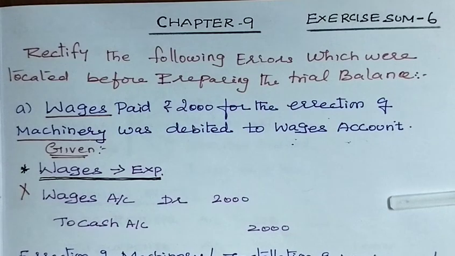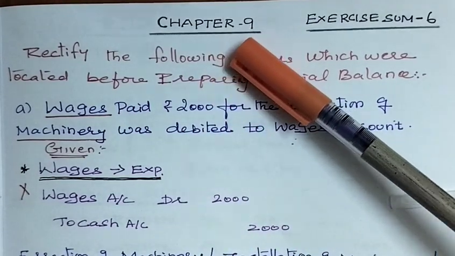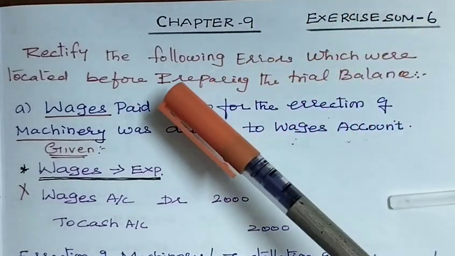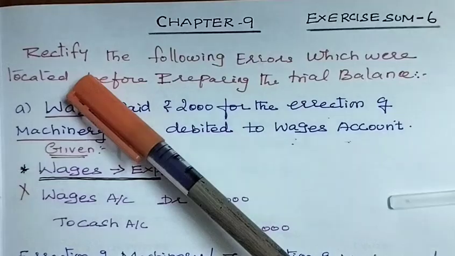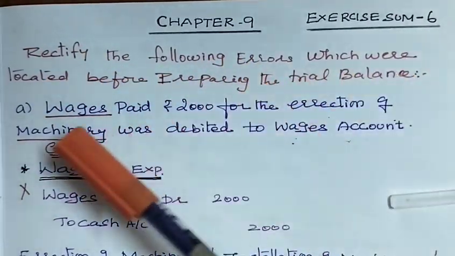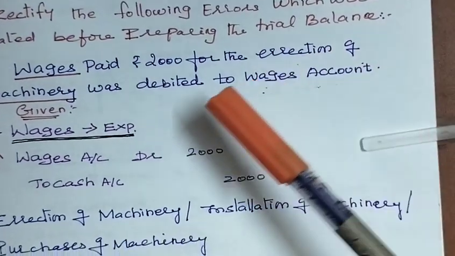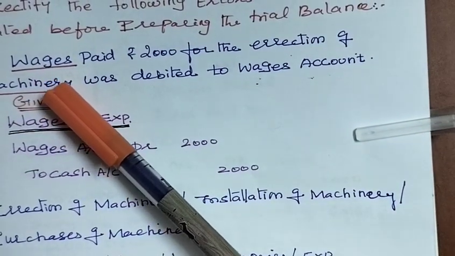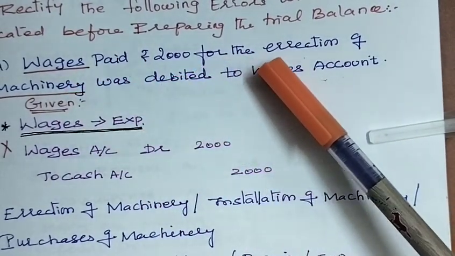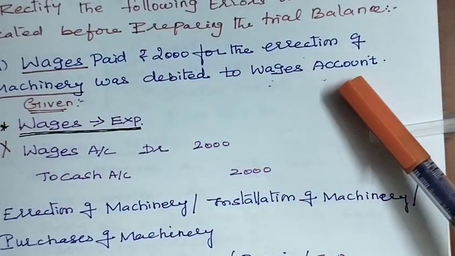In this video, we are going to learn about 11th Standard Accountancy, Chapter 9, exercise sum number 6, Rectification of errors. Let's read the heading. Rectify the following errors which were located before preparing the trial balance. The first transaction is: wages paid rupees 2000 for erection of machinery was debited to wages account.